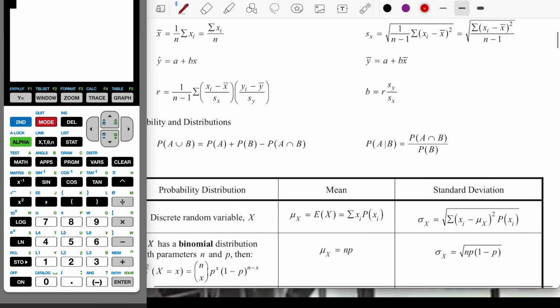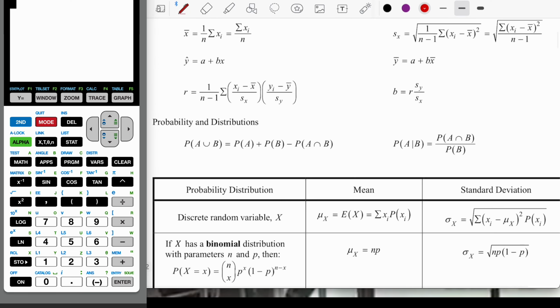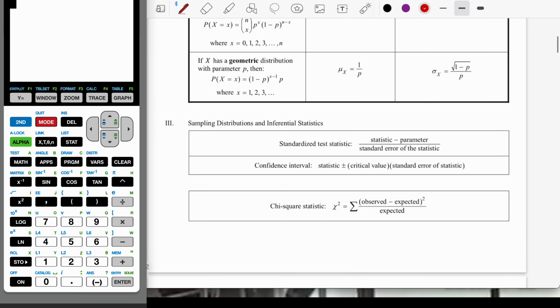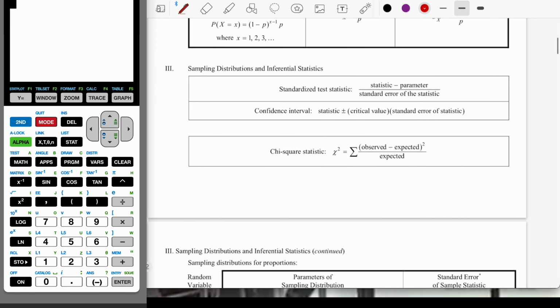You got your probability rules, all right, the addition rule, and also a form of the multiplication rule, conditional probability. That's all given to you. For a probability distribution, they tell you what the mean is in terms of a formula. Same thing with standard deviation. They get into the binomial rules, so they'll give you all that, geometric rules. But then, standardized test statistics, confidence intervals.